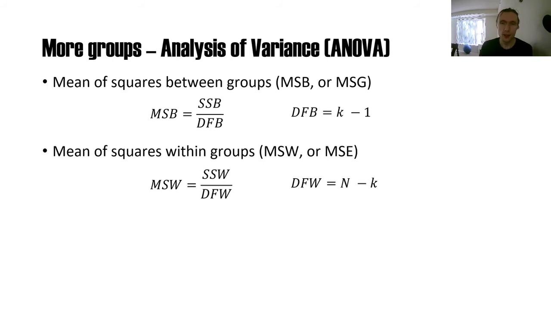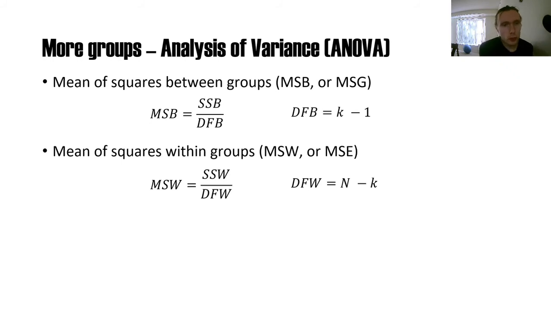So in this case, the small letter k stands for the number of groups. So the degrees of freedom in our case with the coffee drinkers, tea drinkers, and water drinkers would be 3 minus 1, which is 2. So our sum of squares between groups, which was 200, we divide that by 2, which gets 100.